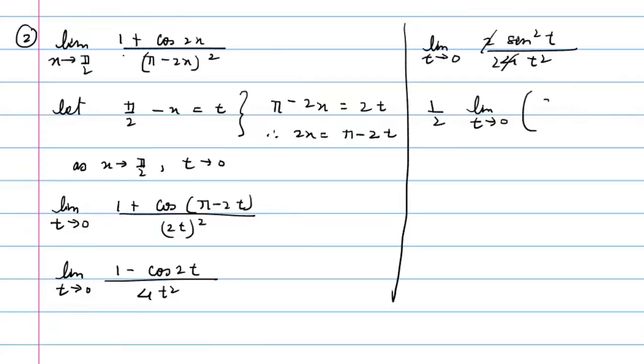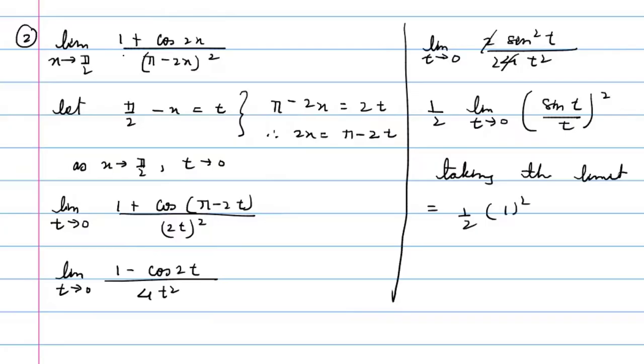Limit t tends to 0. Now taking the limit, 1 square, the answer is half.